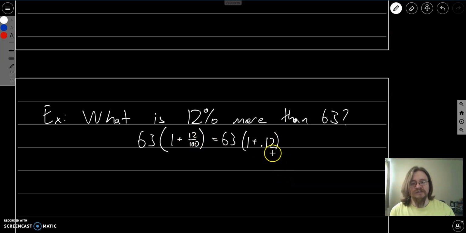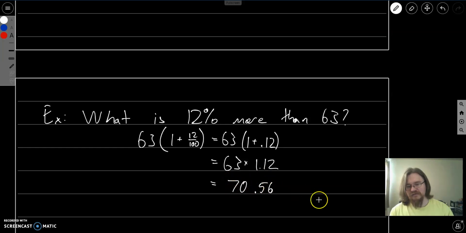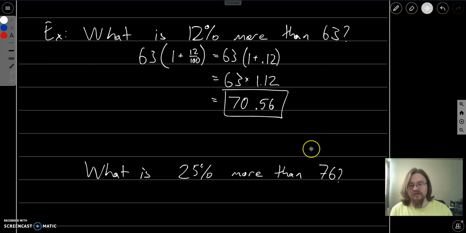Again, divided by 100 is as simple as moving the decimal place over. And now I have some addition in here, which is pretty easy. So 63 times 1 plus 0.12 is 1.12. So far, so good. And then I can take a calculator and multiply this out to get 70.56. So the answer, what is 12% more than 63? 70.56.